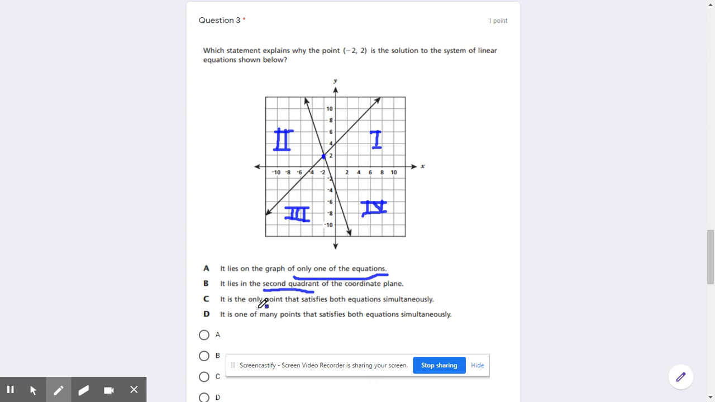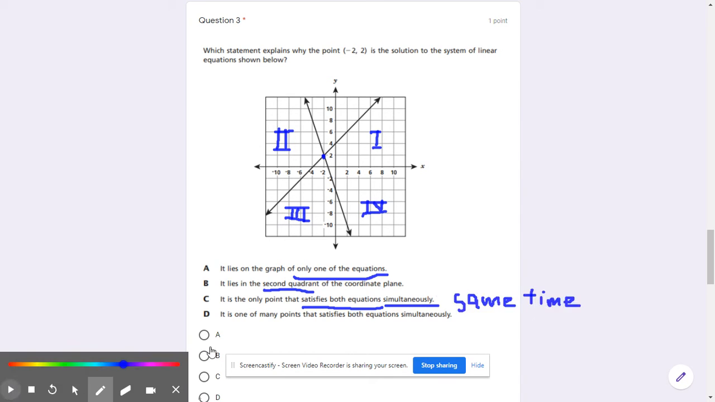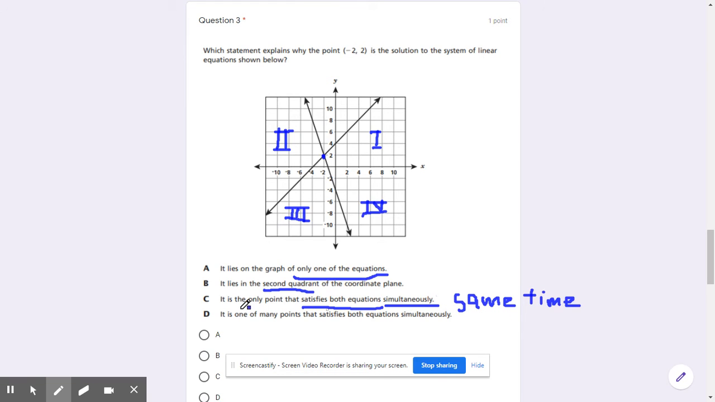C, it is the only point that satisfies both equations simultaneously. Simultaneously means at the same time. So it is the only point that satisfies both equations at the same time. That's C. And D, it is one of many points that satisfies the equation simultaneously, again, at the same time. And these all mention the word equations, right? But we don't see any equations. But we'll get to that in hint 2. But hint 1, we just had to make sure we understand all the vocabulary that's here.